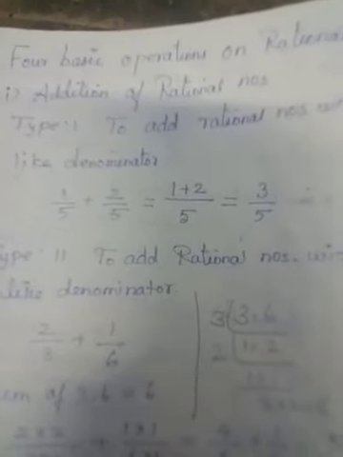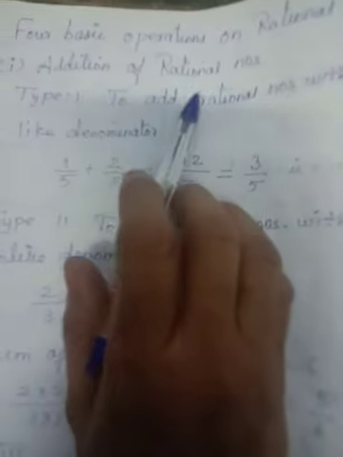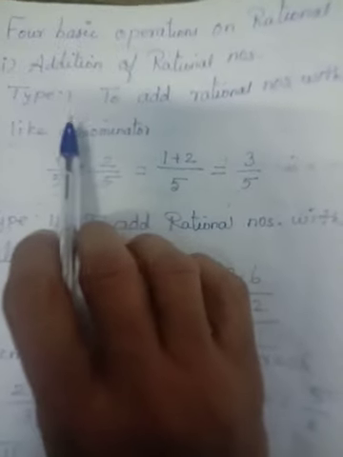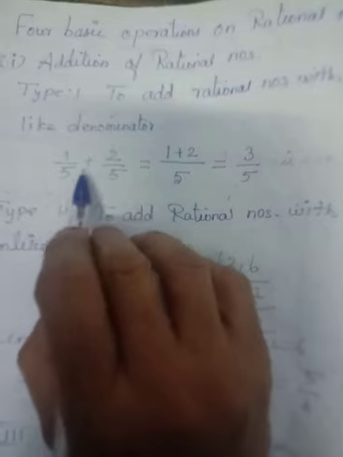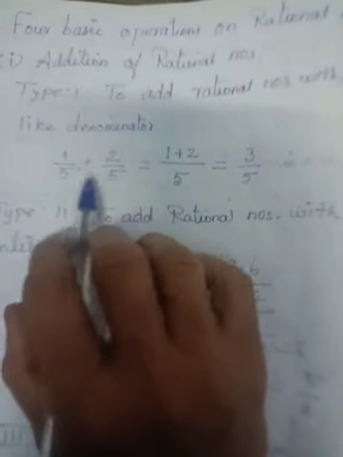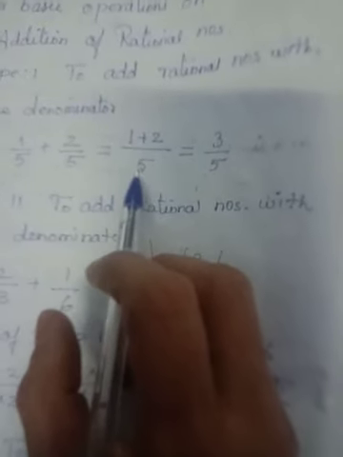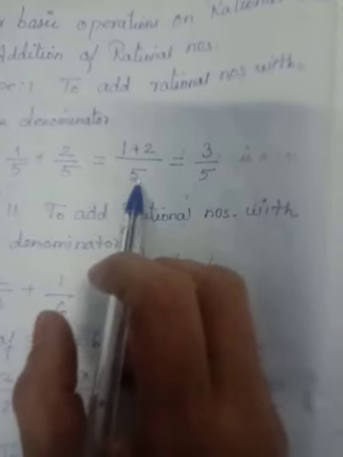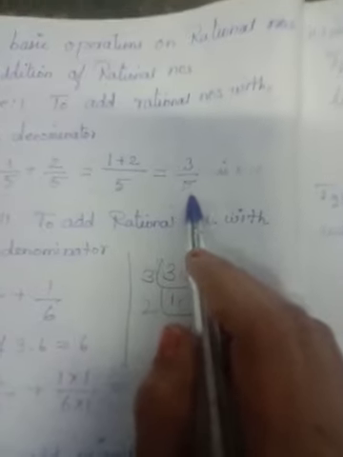First we see the four basic operations of rational numbers. Coming to the addition of rational numbers, it is also like fractions. The first type is to add rational numbers with like denominators. So here, given 1 by 5 plus 2 by 5, both the denominators are the same, so they are called like fractions, like denominators. So add the numerators 1 plus 2, using the common denominator, find the sum and write it in the simplest form if possible.